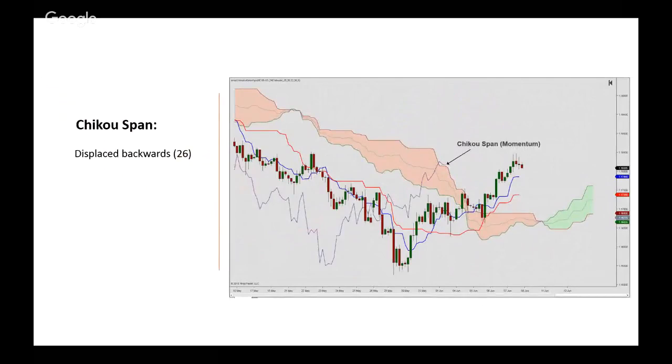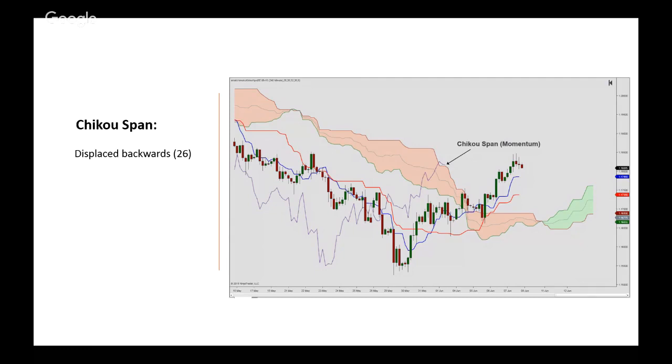All right, so finally we have the Chikou Span line. This is the close displaced back 26 bars. Again, a momentum filter, and the rule is simple. The Chikou Span has to be on your side, meaning that if you are looking to take a long position, the Chikou Span should move above where the price was 26 bars ago. For the short position, of course, it's the opposite. You want to have the Chikou Span below the price of where the market moved 26 bars ago.